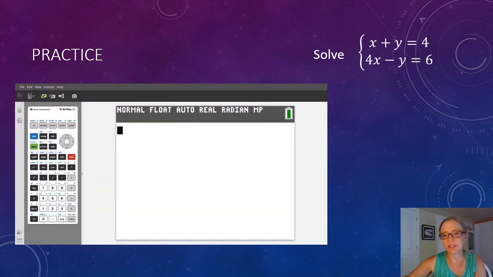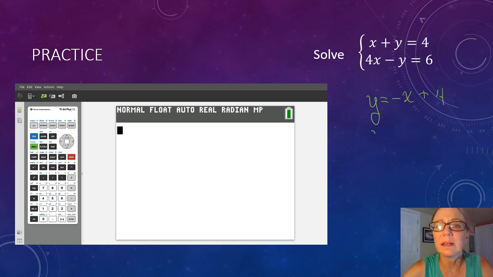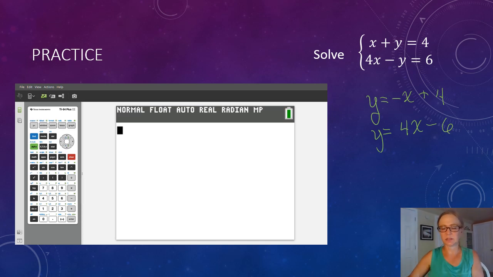Now we're going to do this same problem using the calculator. Now before you begin, you have to isolate y in both equations. So I'm going to subtract x from both sides of the first equation to get y = -x plus 4. And I isolated y on the last slide, and I remember that I got 4x minus 6. So let's graph these now on the calculator.